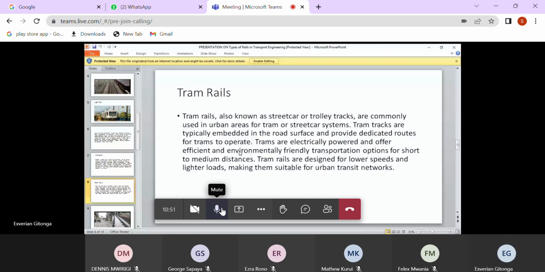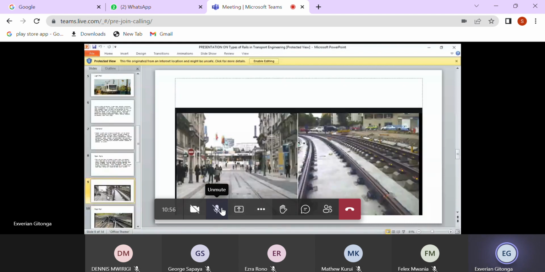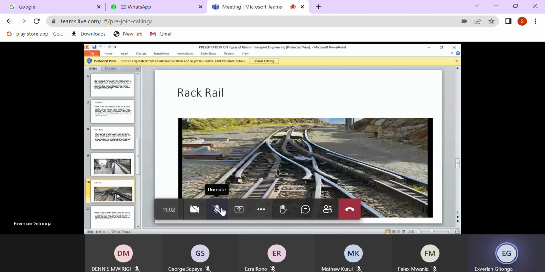That's good. Now this is an image of the tram rails. This is just an example. But in Africa, you cannot find this kind of tram rails. Now another type, we are going to rack rail. So this is the image of rack rail. You can see it there.